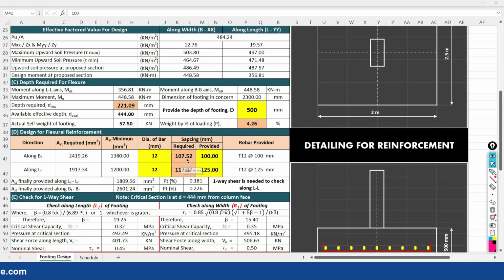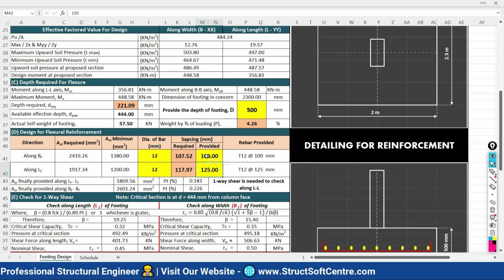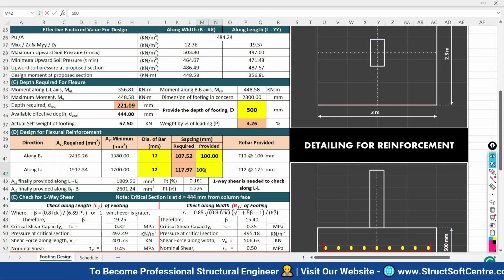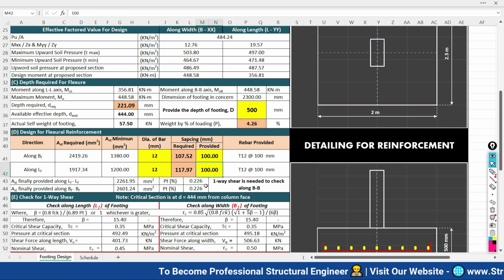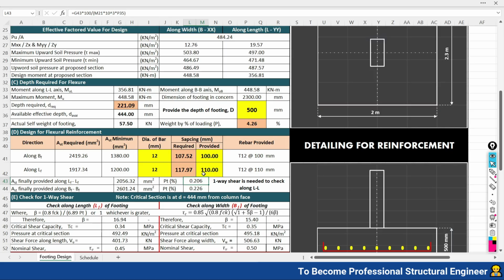So that's why we are going to adopt the spacing as 100 mm. Otherwise you will say, sir, you can take it as 105 as well. No, I am going to provide the spacing as 100. And here I would like to take the spacing of 100. You will say, sir, we can take the spacing as 110. So 110 will also be correct, but for site consideration it will be difficult to execute. That's why we are going to take it as 100.